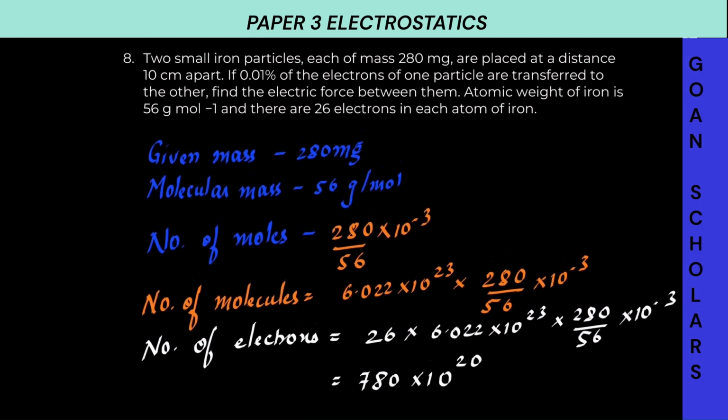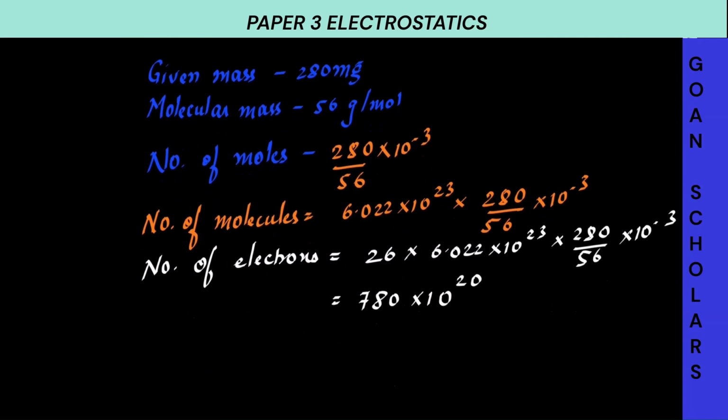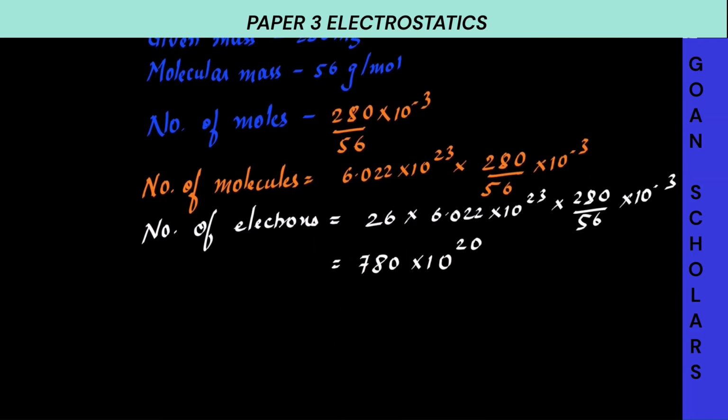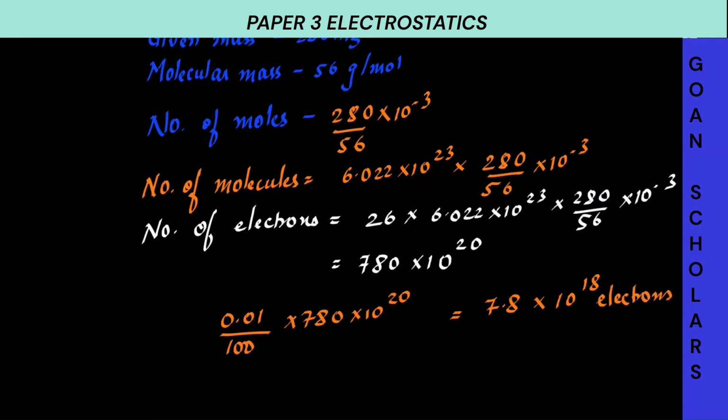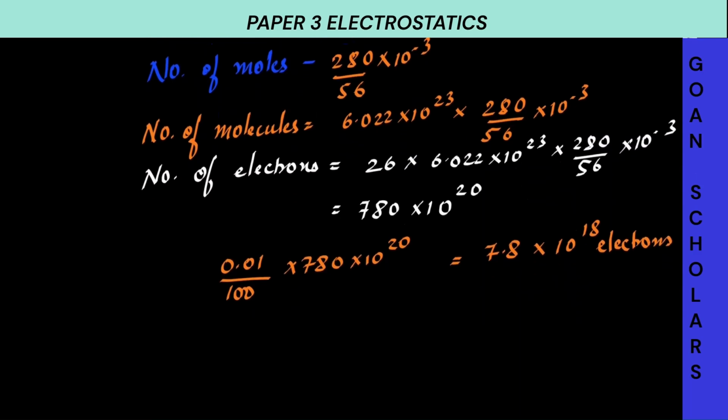Now, the question is saying how much out of these electrons? 0.01% of the electrons, okay, are transferred. So, let's find how much is 0.01%. So, 0.01% of electrons means 0.01 into 100 upon 100 into 780 into 10 to the power 20, correct? I am just reducing this and making it here as 10 to the power 18, correct? And 780 into 0.01, that will give us 7.8. So 7.8 into 10 to the power 18 electrons are transferred. Not the charge. Be very careful. This is electrons and not charges.